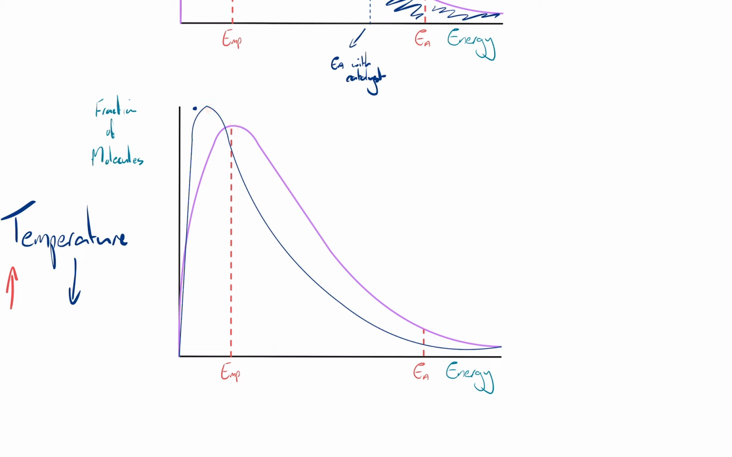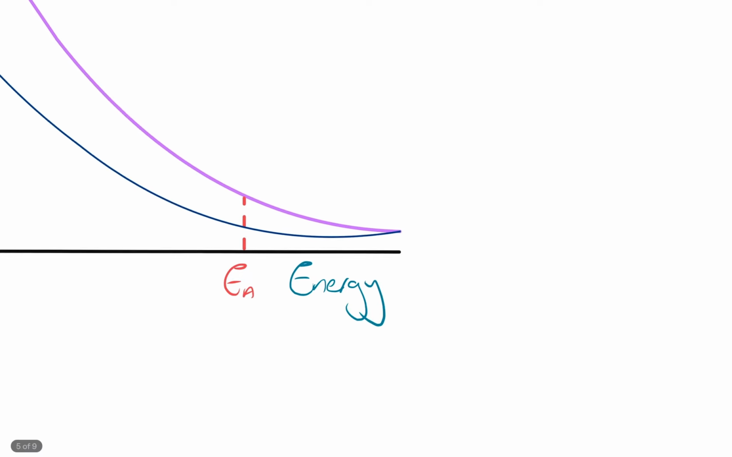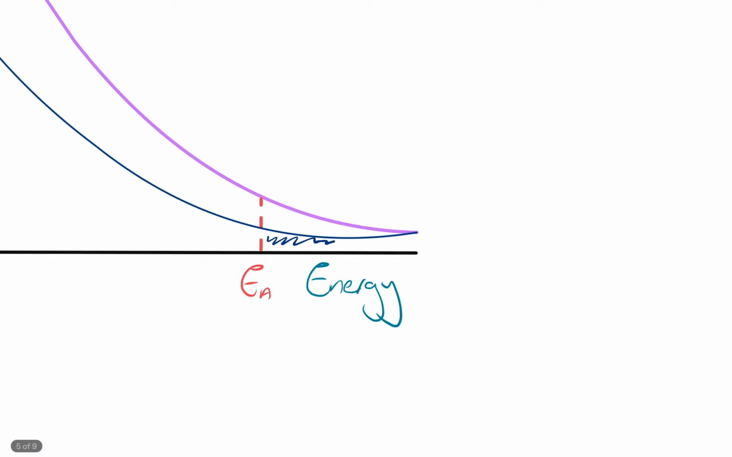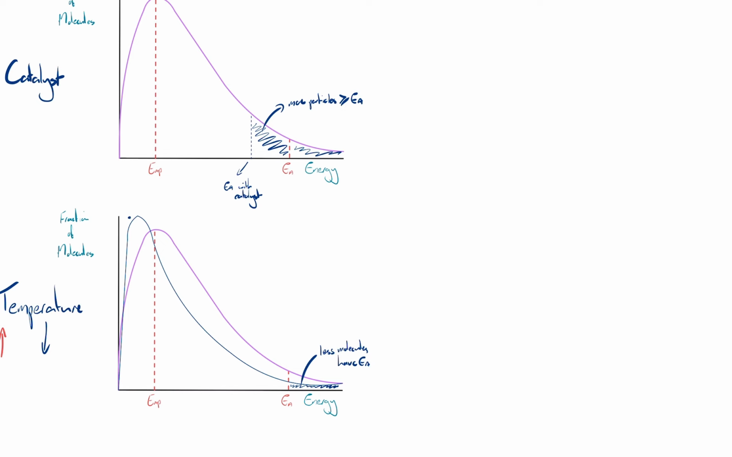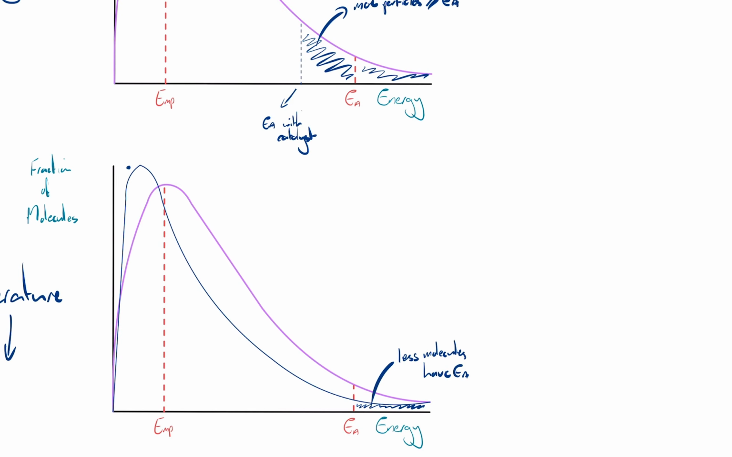So you can see here that more of our particles are over on this left-hand side. We should be able to see as well that now less of our particles, less of our molecules have at least the activation energy. Yeah, so again, let's fully label this. We've got a lower EMP.